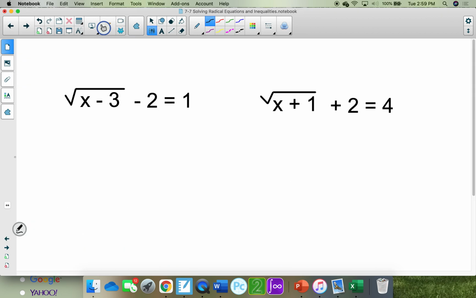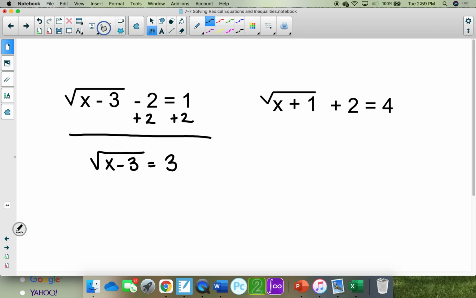Here's another one when the radicals are not alone. The first thing I have to do is to add 2 to both sides. See how the radical is finally alone on the left-hand side? And once it's alone, then you can square both sides. So you're going to be left with x minus 3 is equal to 3 squared, which is 9. Add 3, x is equal to 12.